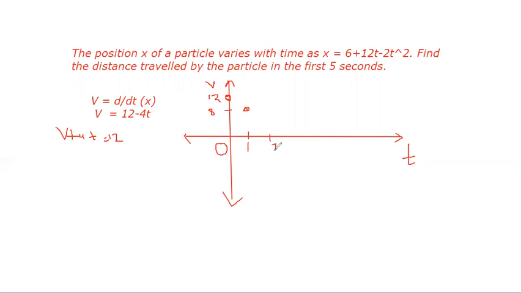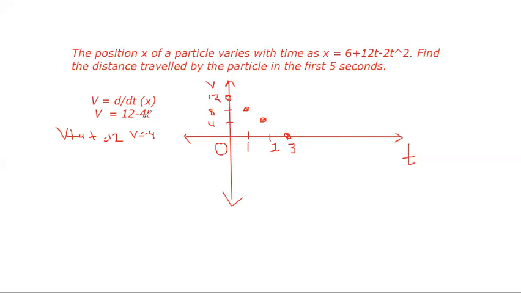At t = 2, the value is 4, somewhere around here. And at t = 3, the value is 0, which means the velocity has become 0. Now what happens after that? Put t = 4. At t = 4, v becomes -4. So after t = 3, the particle changes its direction. If it was moving along east, now it has started moving along west. So it has just changed its direction of motion.